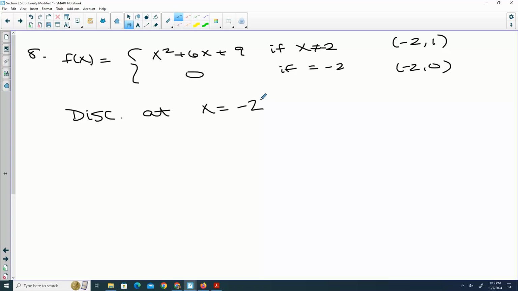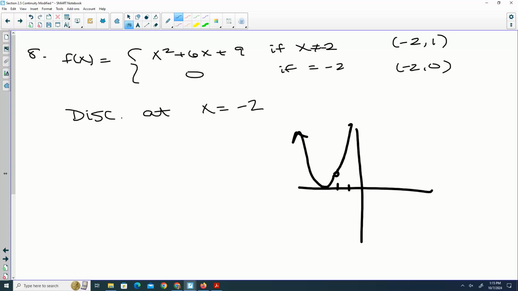You are on the first piece when? Oh, it's not a jump, no. When are we on this first piece? Anything except -2. So what does that make it? It's an open circle, yes. So this one is removable.